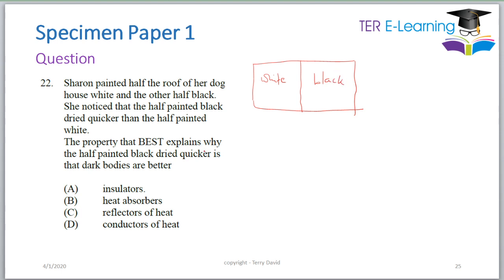She noticed that the half painted black dried quicker than the half painted white. So this side, she's saying, dried quicker. The property that best explains why the half painted black dried quicker is that dark bodies are better, right? So they're looking for a term here, right? Black surfaces are good absorbers of thermal energy. That's what they're looking for here. So black surfaces are good absorbers.